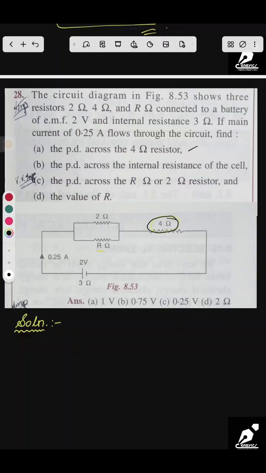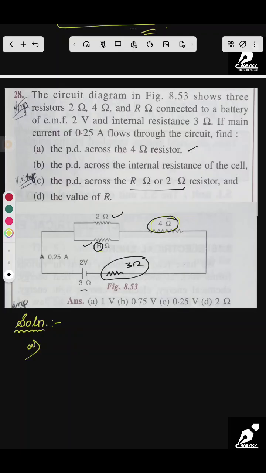The potential difference across the internal resistance. So let me draw the internal resistance here as 3 ohm. We are asked to find out the potential difference here also. Potential difference across R, potential difference across 2. They have said potential difference across the R or 2. R and 2 are in parallel, so both of them will have the same potential difference, no doubt in that. And finally, you are asked to find out the value of R. Okay, so many things to do. Let us do one by one.